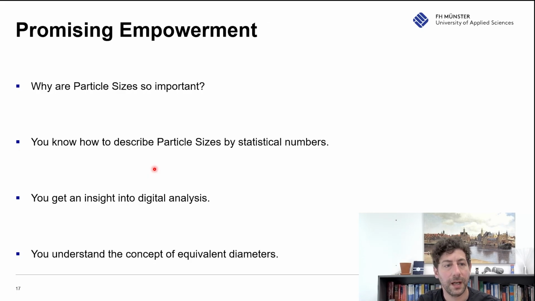Good. To sum up, I hope you get an idea why particle sizes are so important, why it's interesting to work with particle sizes, and how you can describe the particle sizes by statistical numbers, right? Feret diameter and so on. You know how to use digital analysis to get these numbers, and at the end you understood the concept of equivalent diameters.